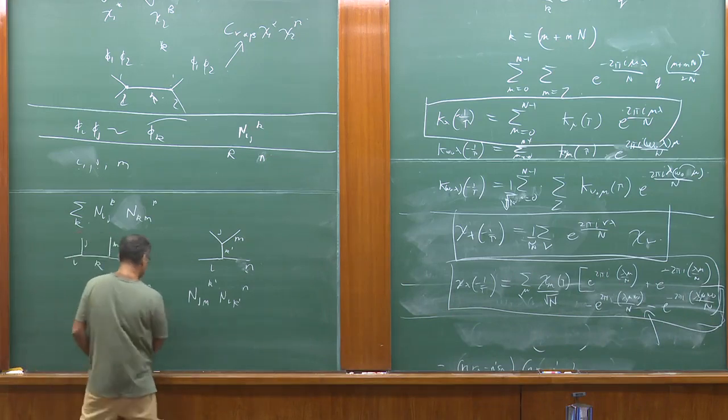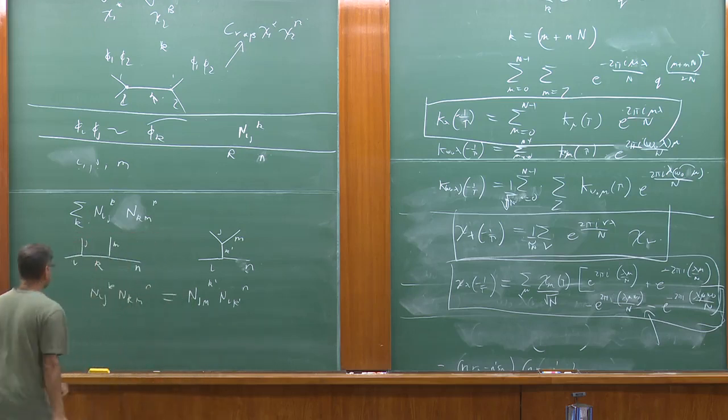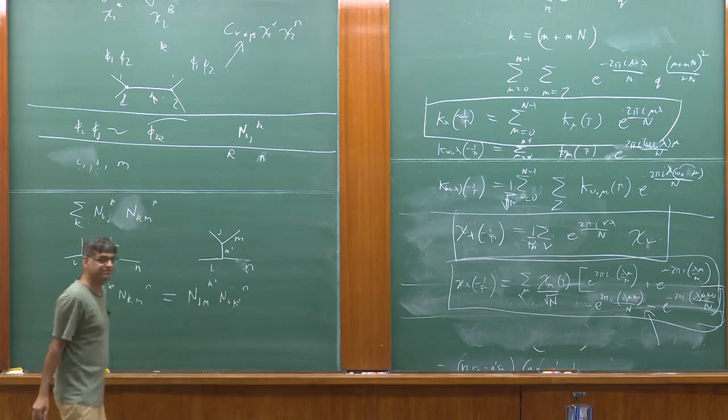N_ij^K N_Km^n is equal to N_jm^K' N_iK'^n. Okay, so this must be a true identity.